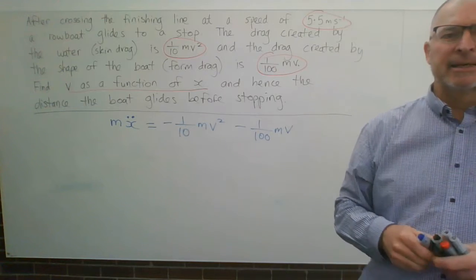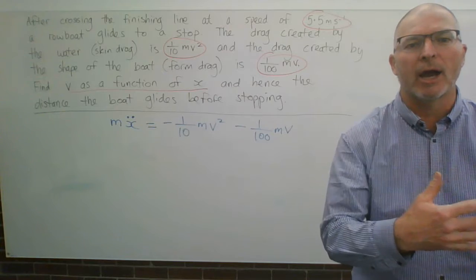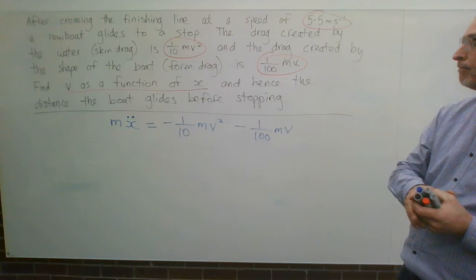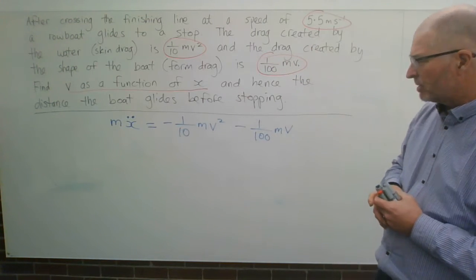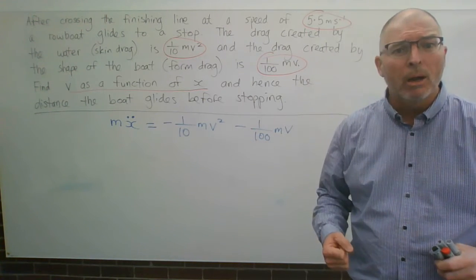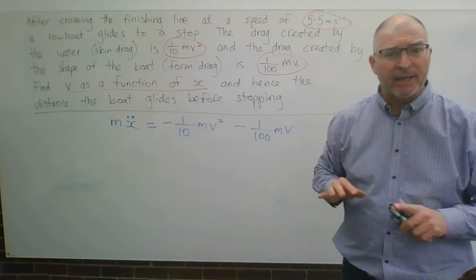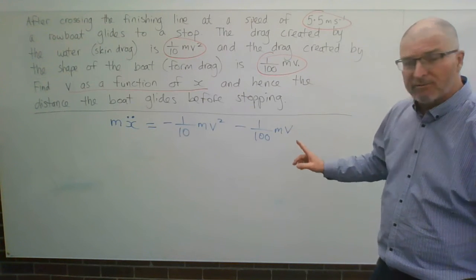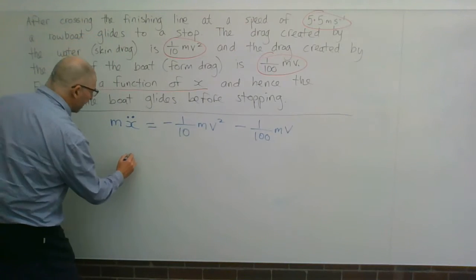So if we let the direction the boat's going after it crosses the finish line and starts gliding along be the positive direction, then these two forces are resisting the motion, so they're in the negative direction. And that's the total force on the boat, because the rowers aren't rowing anymore, and the normal force and gravity just cancel each other vertically. So horizontally, that's all that's going on. You can see we can divide out the m here. That would make things look a bit easier.